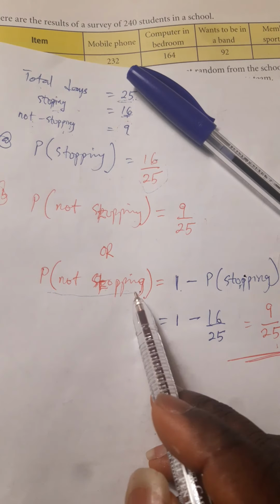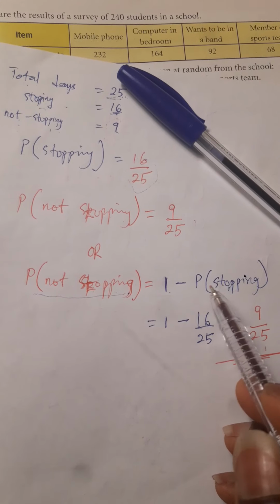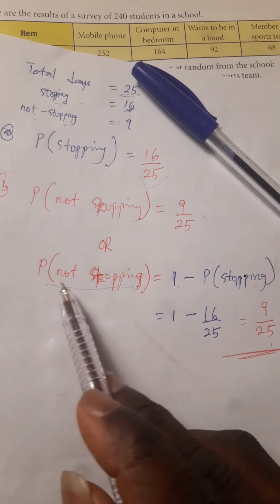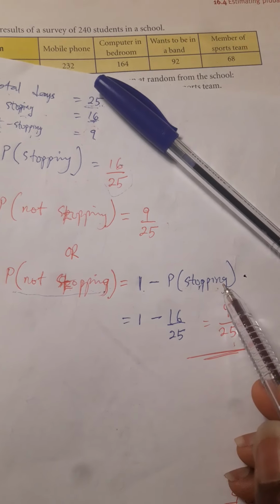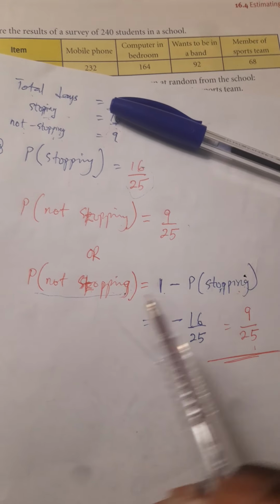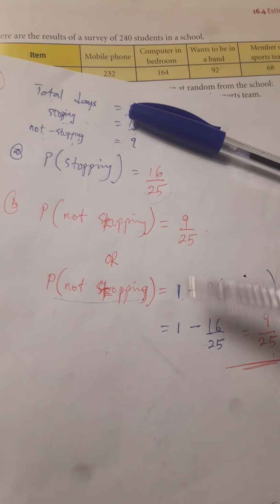Probability of not stopping means 1 minus probability of stopping. Now, this is a negative statement, and this is a positive statement. Do you understand? Either of the ways or either of the methods, okay? Now, I'll do question 4.